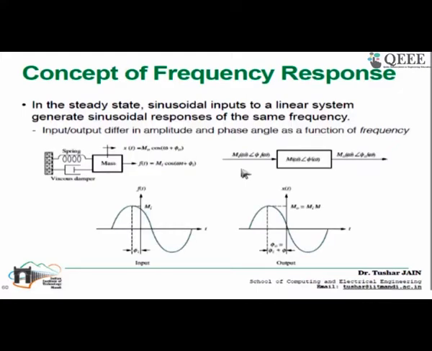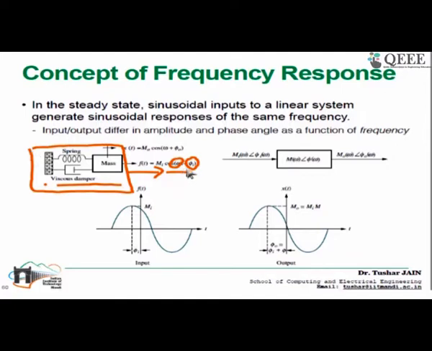which are a function of frequency. In this figure we have a basic mass-spring-damper system, where the spring is in parallel with the damper and we have a mass attached to it. If we apply an input force, which is a sinusoidal function with frequency omega and phase angle phi i, and we model the system, it appears as a second order system.